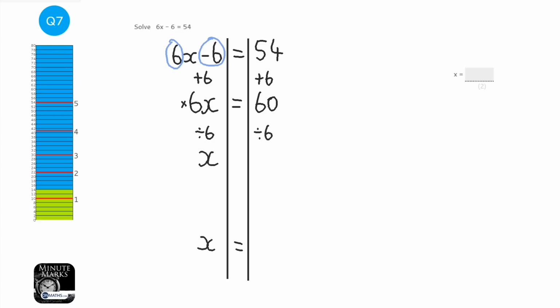So we're going to end up with x on the left hand side, and 60 divided by 6 is 10. So the answer is x equals 10. Didn't need that much room in the end, and that's it.